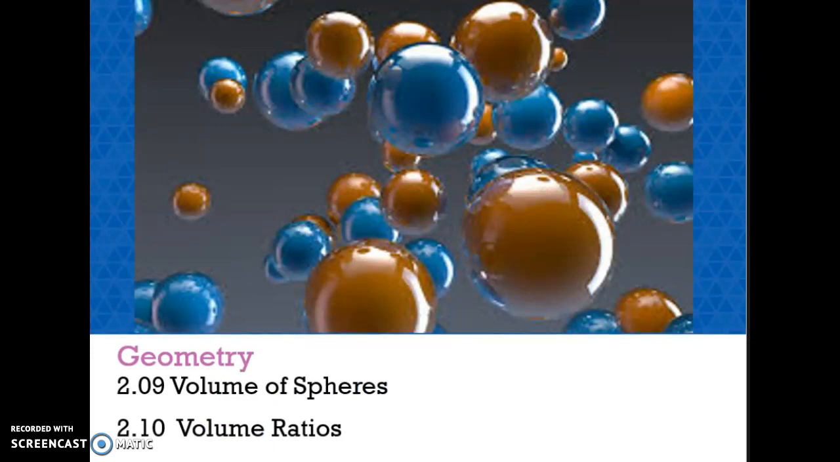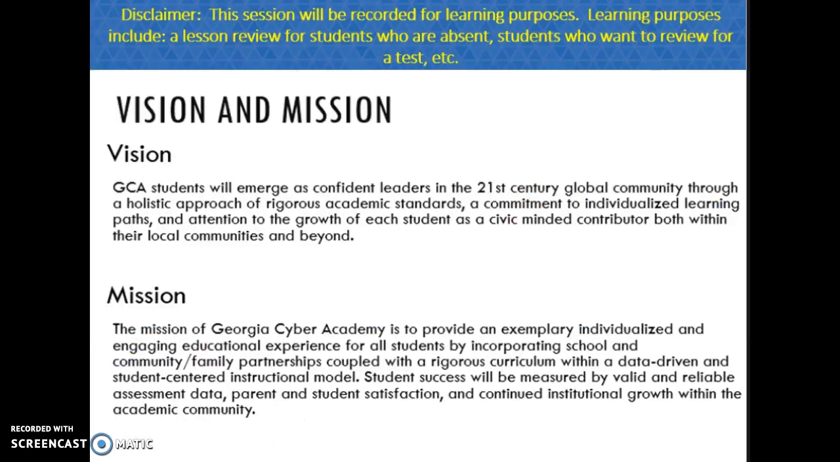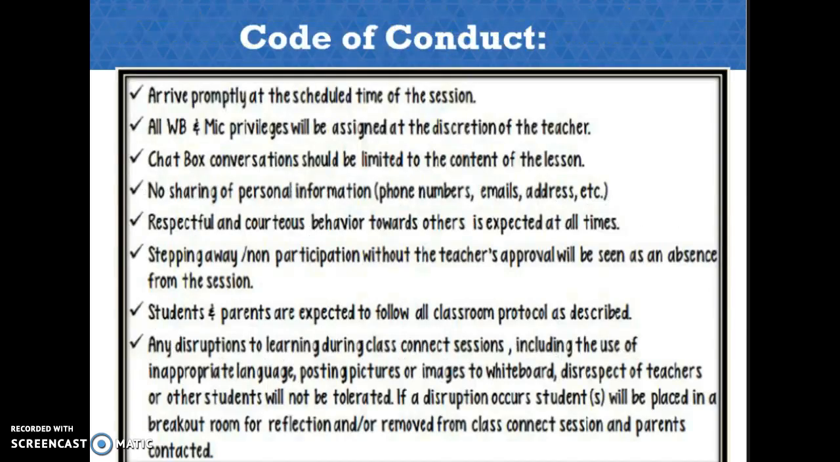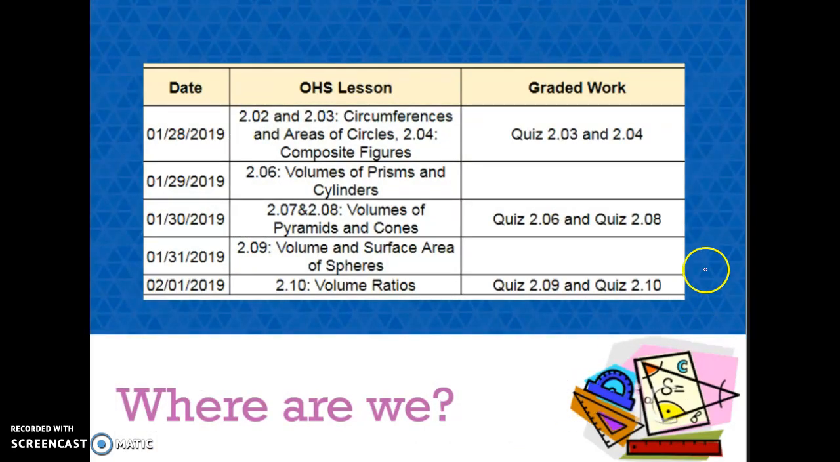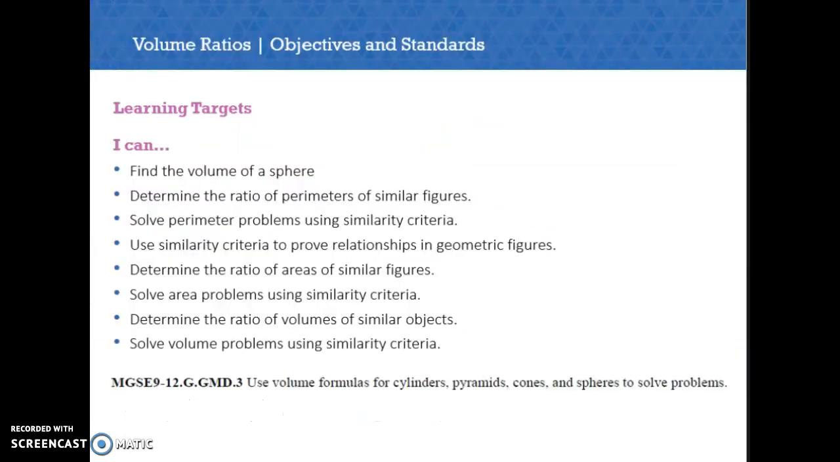But now we're going to move to talking about 2.09 and 2.10. There's our vision and mission statement. Code of conduct: be on time, be on topic, be respectful. Today you'll be doing 2.09 and 2.10. We're talking about volume of a sphere and then volume ratios. Here are our learning targets. You'll be doing all of these things, which is really just finding the volume of a sphere and then talking about similar figures and how they compare.